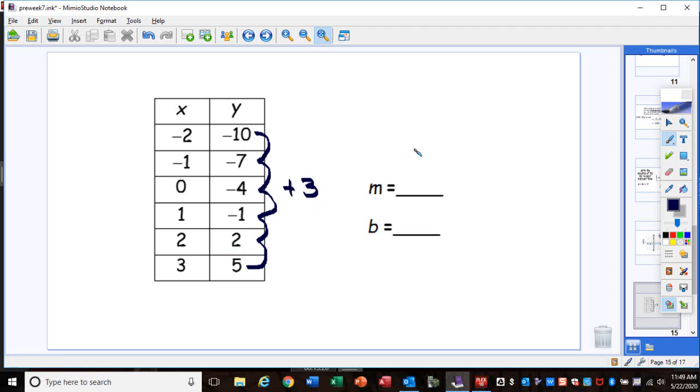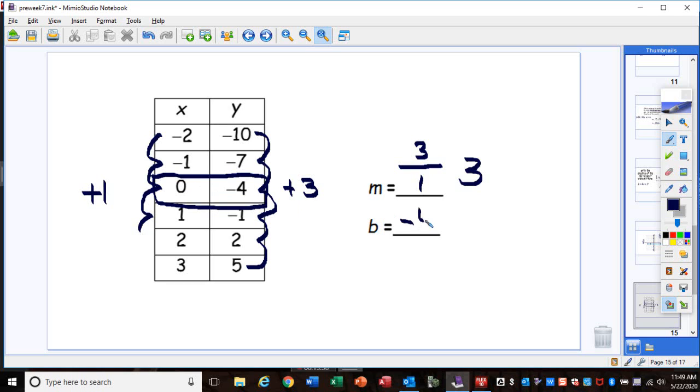Okay, so we know the slope is 3 over... Now, what's the pattern here? What are you going up by? You're going up by 1, obviously, right? This is going up by 1. So 3 over 1, or better yet, just 3. Now, the b, remember, the b is where x is 0. That's the y-intercept. Whenever x is 0, always look for when x is 0, the b is -4.